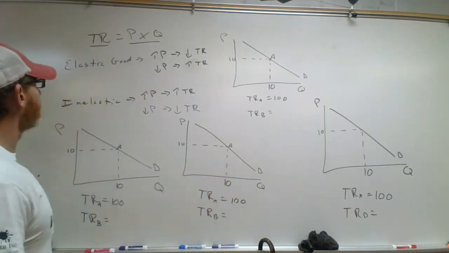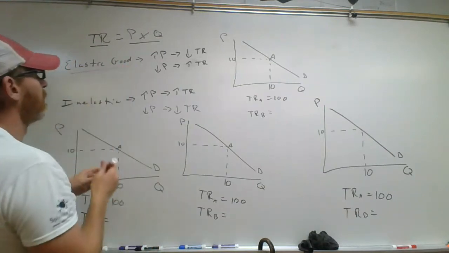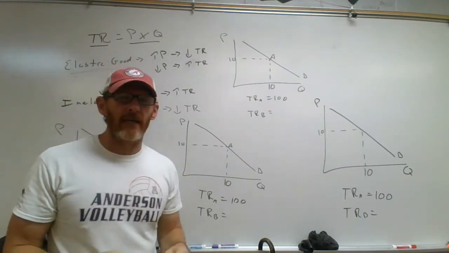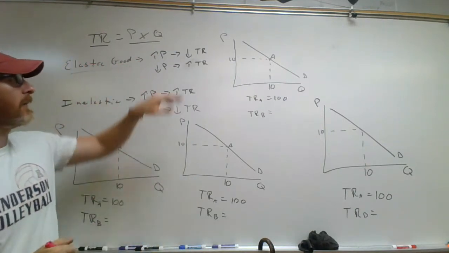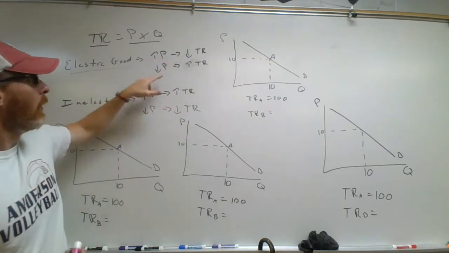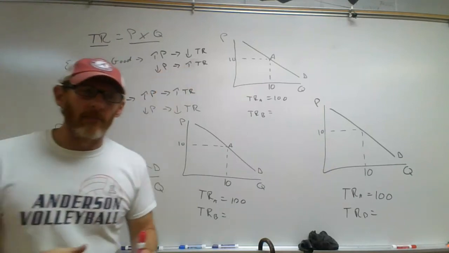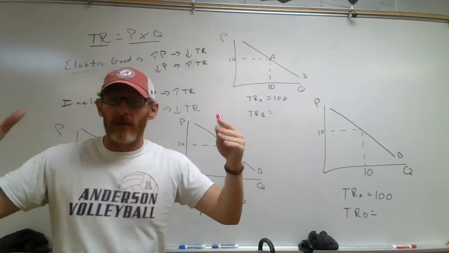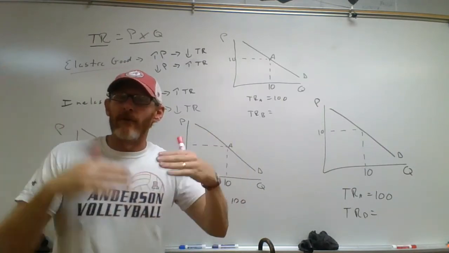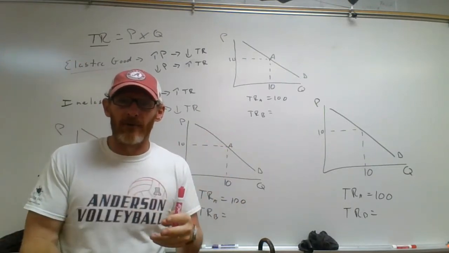Okay, so if the good is elastic, remember elastic goods have a huge change in quantity demanded when you change the price. So if you increase the price and it leads to a decrease in total revenue, it's elastic. Or if you lower the price and total revenue goes up, it's elastic. By lowering the price, you're going to get a much larger percent change in quantity demanded than in price, so that would raise the total revenue. But if you raise the price, the drop in quantity demanded is so great that you'll lose total revenue.